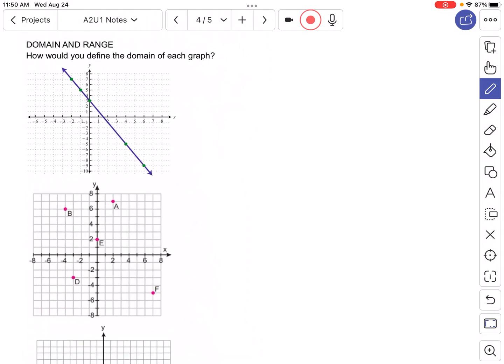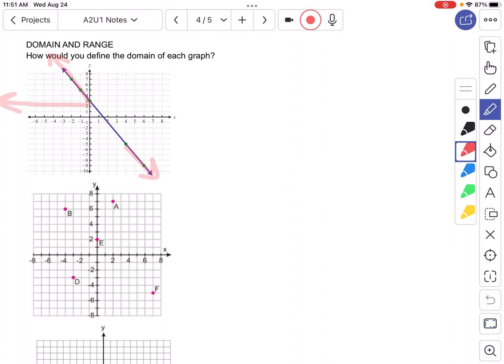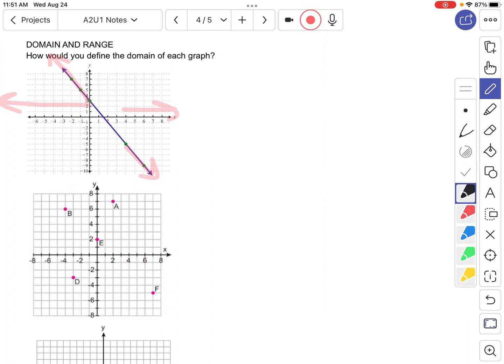How would you define the domain of each graph? Well, if we look at the domain of this graph, we can see that the arrow means it goes on forever in that direction, and this arrow means it goes on forever in that direction. So it's going to keep going that way and that way forever and ever. So x can be any value, because not only does it go on forever and ever in both directions, but there's continuity. It continues. There aren't any breaks.